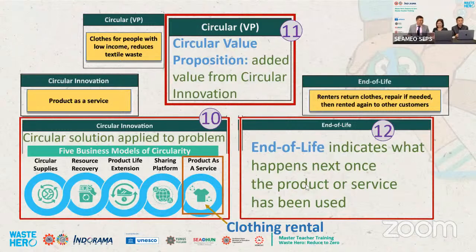Okay, then further to the circular value proposition by adding the value that we get from the circular innovation. For example, Mr. Anuwat, Mrs. Tirada, the example value from the clothing rental is that people with low incomes, right? They could wear trendy clothes without purchasing, and it can reduce the textile waste. What would happen if we can reduce this kind of waste? I think it slows down the fast fashion trends.